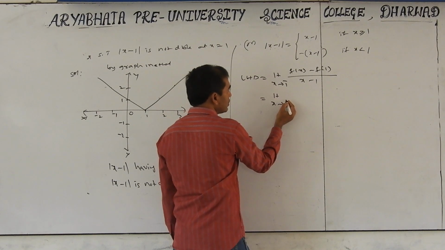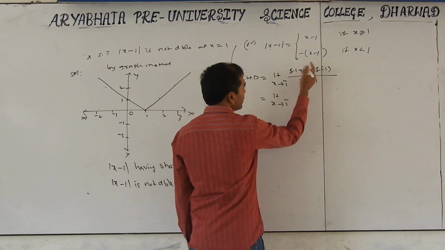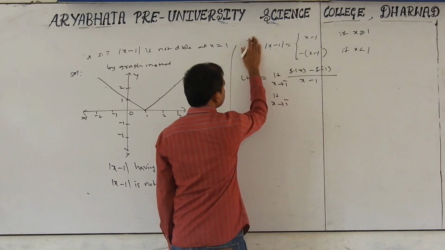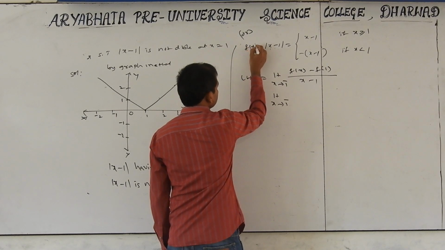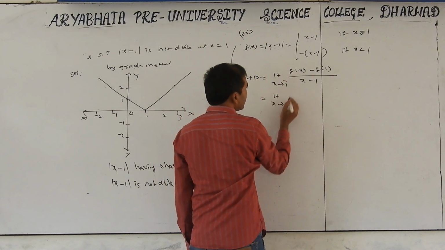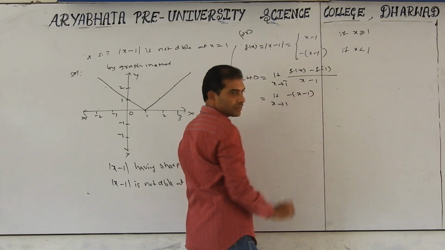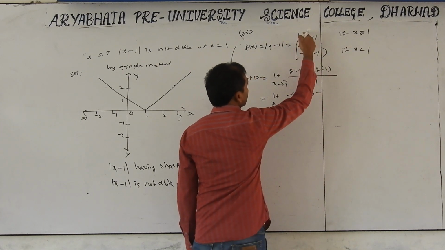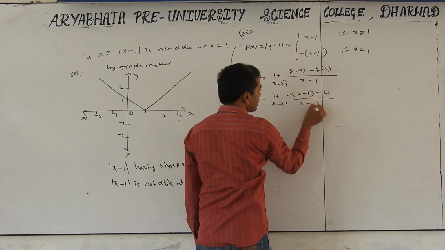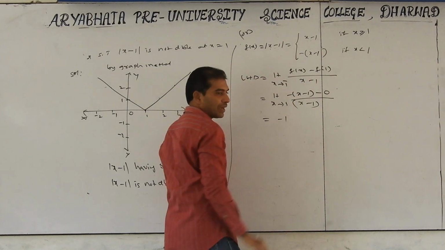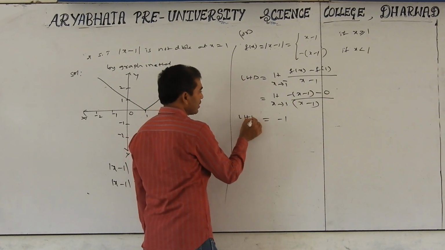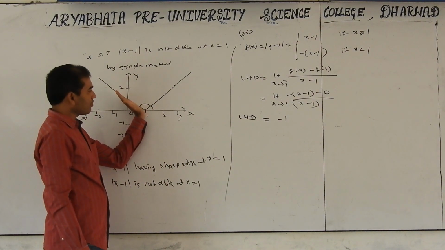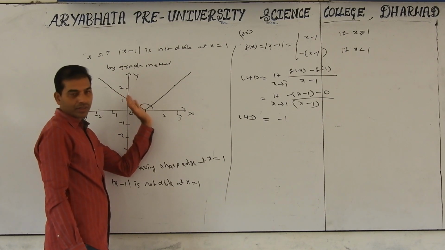Limit of x tends to below 1. For below 1, f of x is minus of x minus 1, minus f of 1. Put x equal to 1 here: 1 minus 1 is 0, by x minus 1, they get cancelled, equal to minus 1. So the left derivative is minus 1. This line makes an angle of 135 degrees with respect to the x axis, and the slope of the tangent is tan 135, which is minus 1.